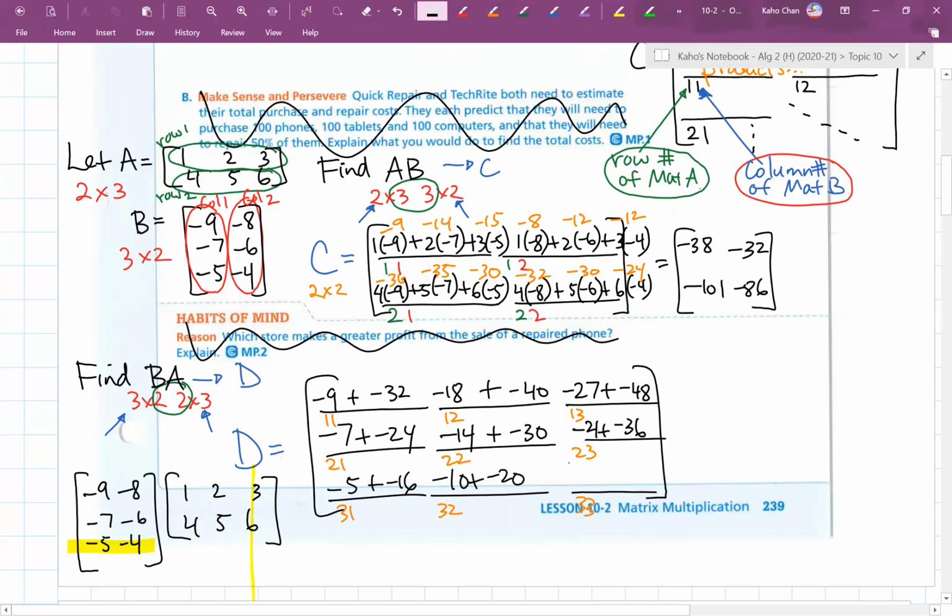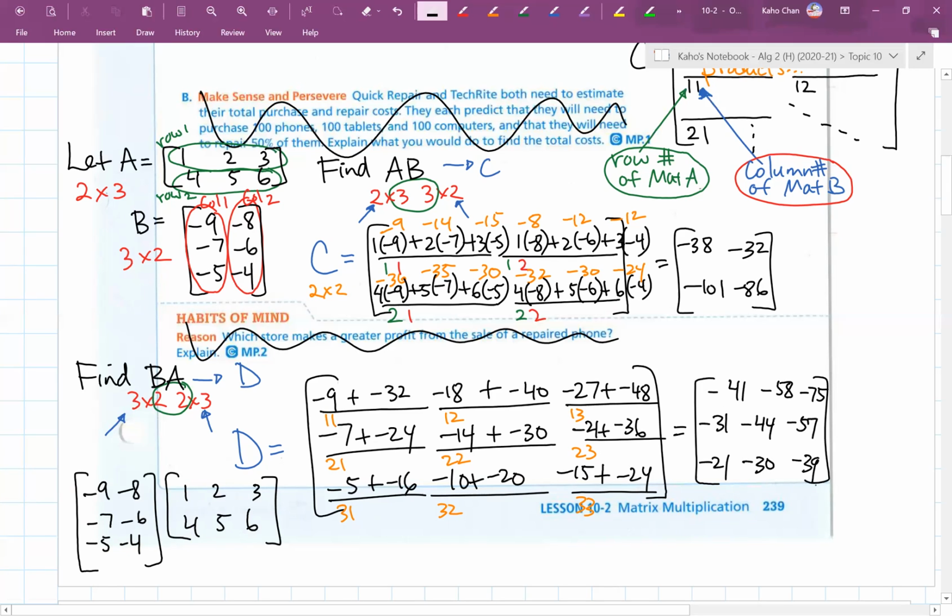Okay. A lot of products here, definitely. Okay, let's clean that up. Negative 41, negative 58, negative 75. Wow, crazy numbers there. Second row, negative 31, negative 44, negative 57. Third row, negative 21, negative 30, and negative 39.